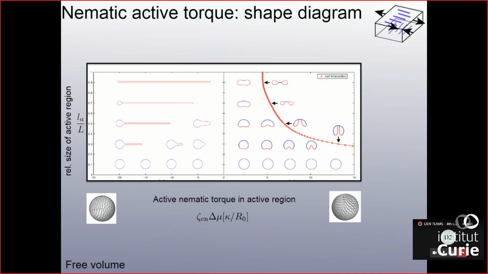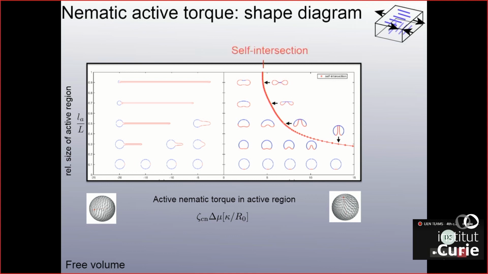Okay, and one can also look at the phase diagram. So again, this is the size of the active region. This is the strength of the active nematic torque. And you can see that one generates these tubes of different lengths, but also on the other side, the tubes are growing now not to the outside, but to the inside of the spheres. And finally, they can reach this red line, and that's the situation where the tube enters the sphere and collides on the other side.